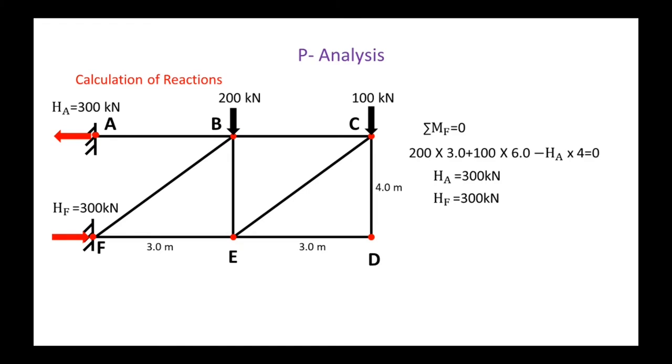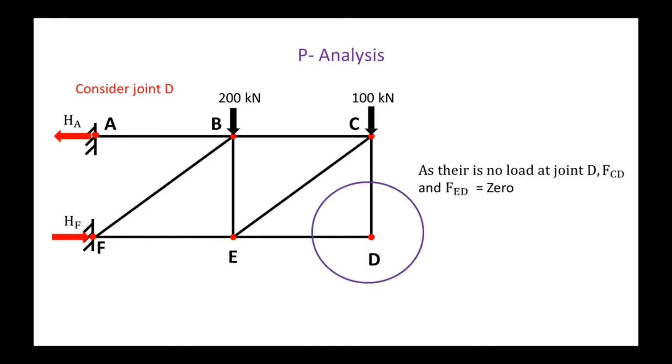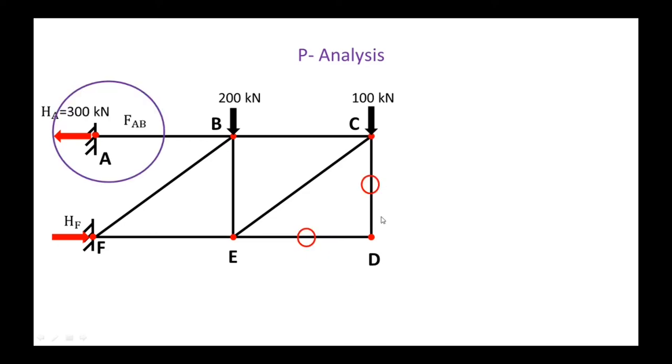Now we have to apply the method of joints here and consider the joints one by one. So now here we have considered the joint D, and at that joint there is no load. That is why FCD and FED become 0. At the joint D, there is no load. So here FCD and FDE become 0.